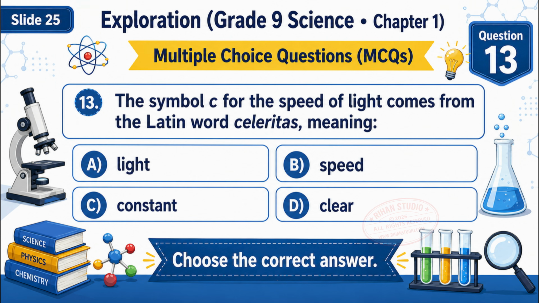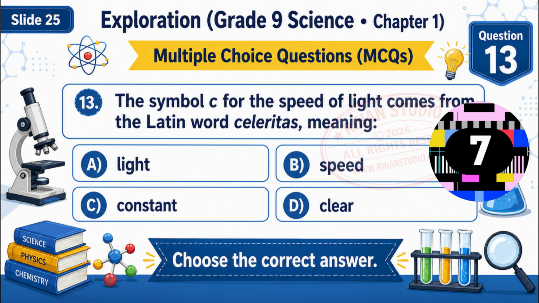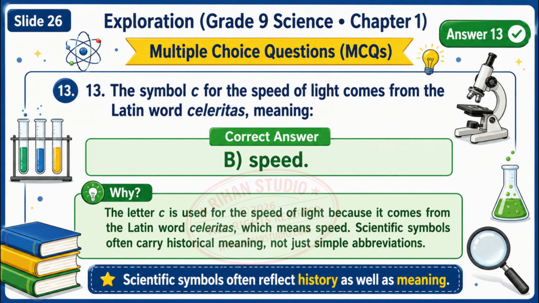13. The symbol C for the speed of light comes from the Latin word celeritas, meaning A. Light. B. Speed. C. Constant. D. Clear. Answer. B. Speed.